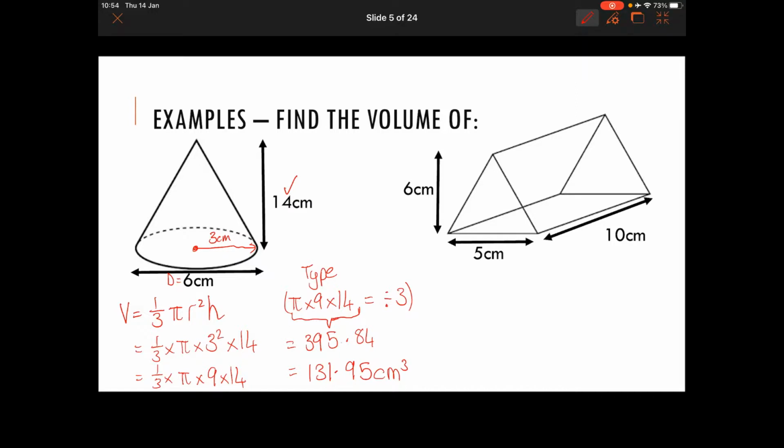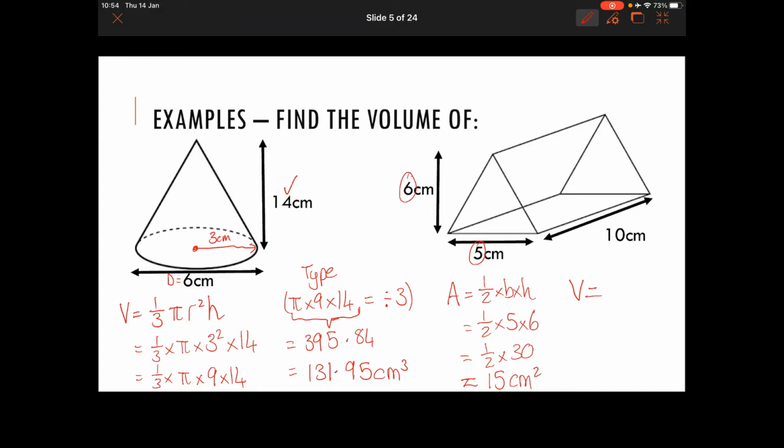For our prism, the first thing that I would do is do my area of my face. So our area of a triangle is 1/2 times base times height. So the base of my triangle is that 5, and the height of my triangle is 6. So I'm really doing 1/2 of 30, which is equal to 15, and area is centimetres squared.